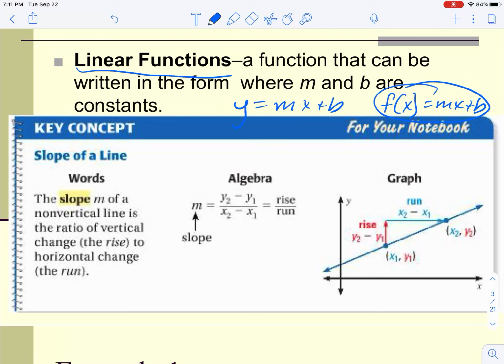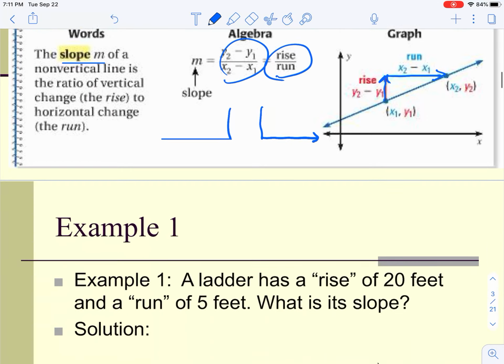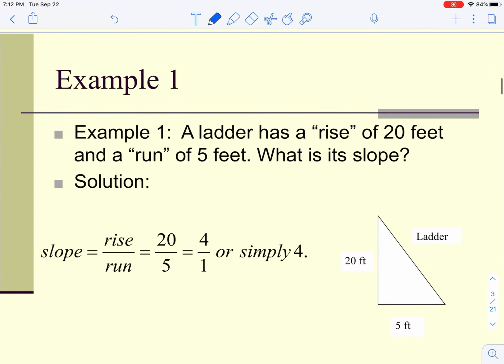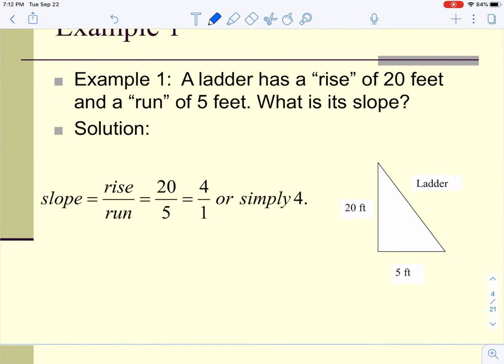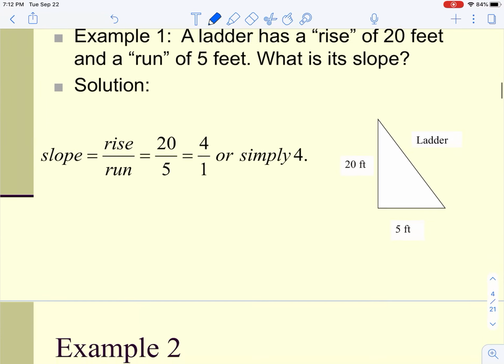What I want to remind you of is that the slope is how far something goes up and how far something goes across, or how far it goes down and across, or down and to the left. That is the rise over the run, and we do it just by subtracting the y values over the x values subtracted.